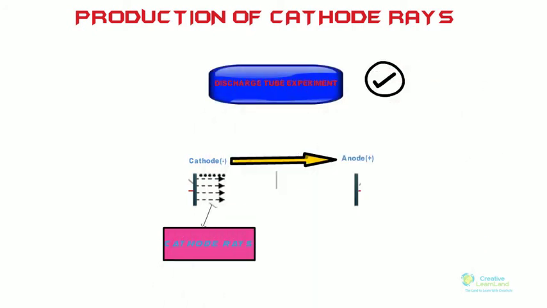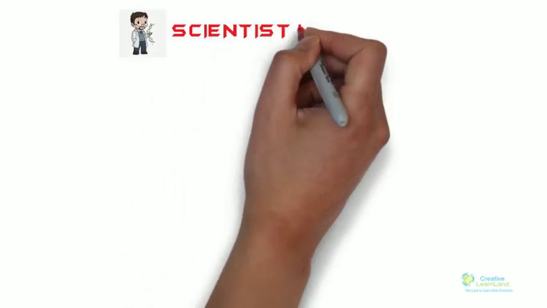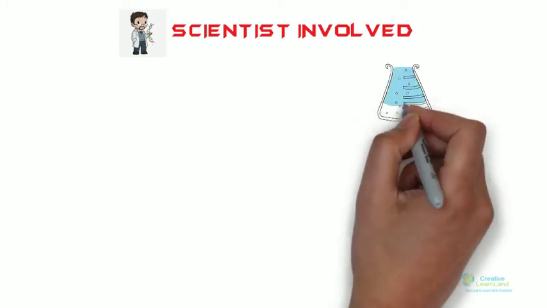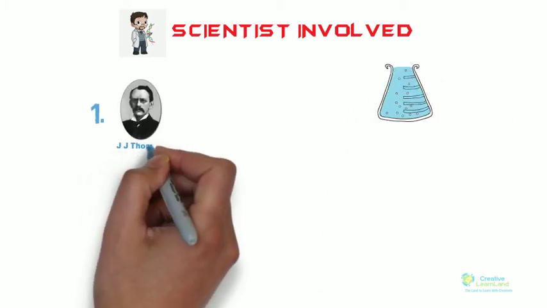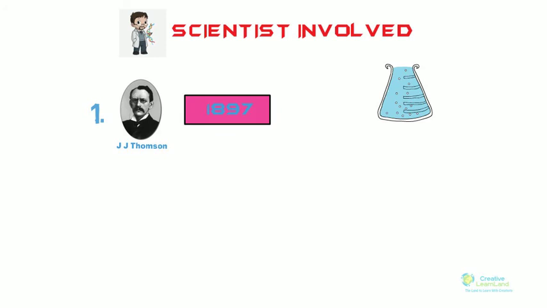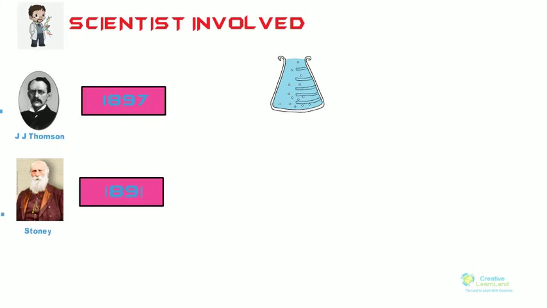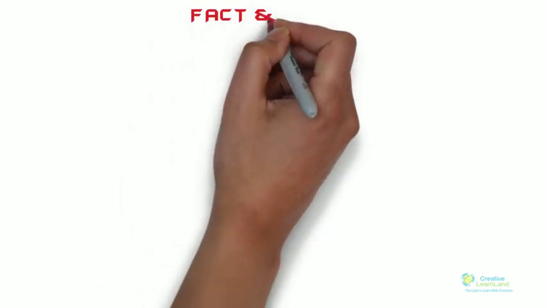Now, let's dive into the scientists involved in the experiment. As I mentioned earlier, the experiment was carried out by J J Thomson in 1897. And the name electron was given by Stoney in 1891. Now it's time to discuss some important facts and figures.